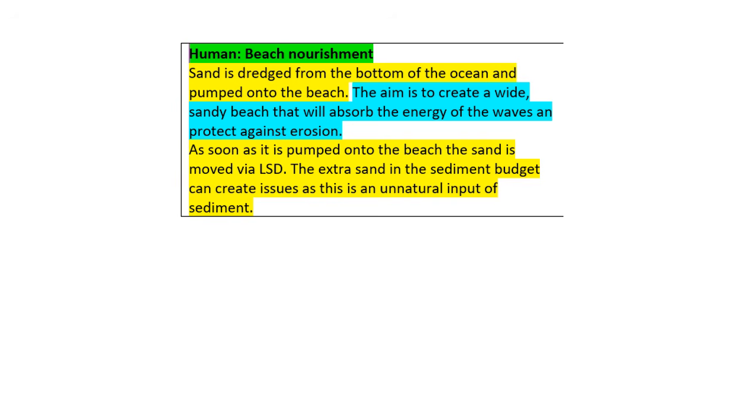And this is adding an extra input into the sediment budget, which is unnatural, which can cause problems by getting into deltas and infilling estuaries and silting up places that you perhaps wouldn't want it to, like harbours and things like that.